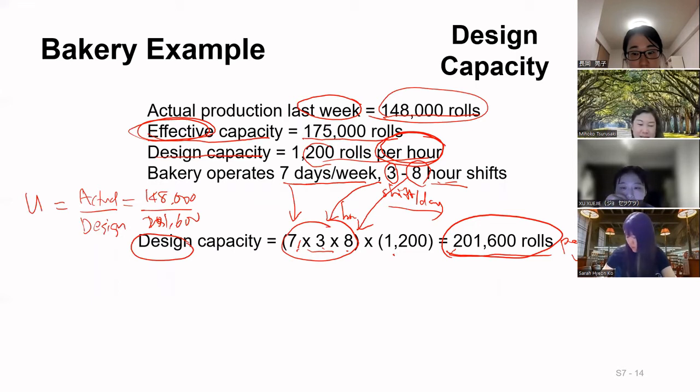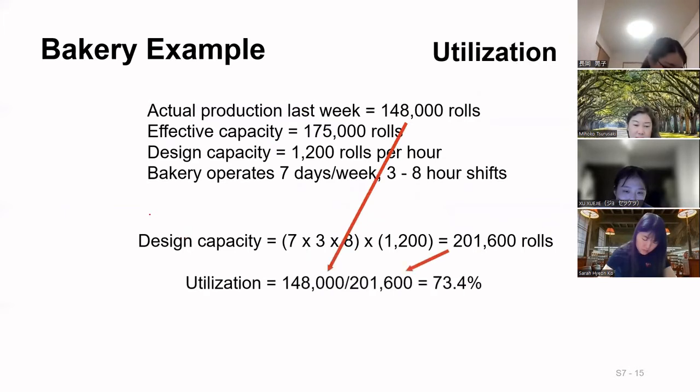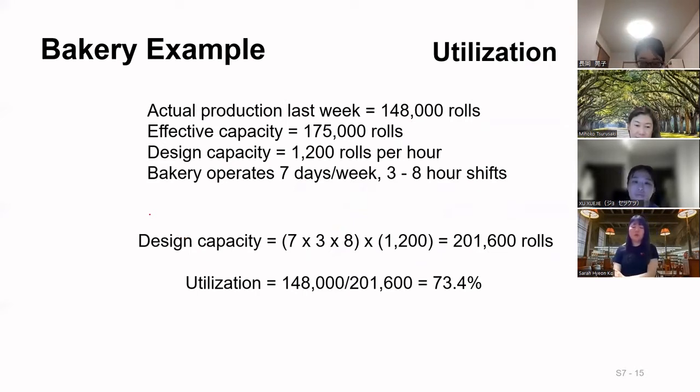So utilization is 148,000 divided by 201,600. So that will give us 73.4%.